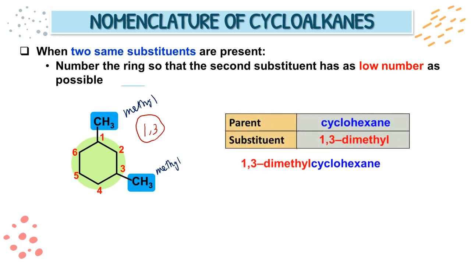So the name of the compound: the parent name is cyclohexane. The substituent is 1,3-dimethyl, with "di" because we have two methyl groups. So to write down the name, it will be 1,3-dimethylcyclohexane.